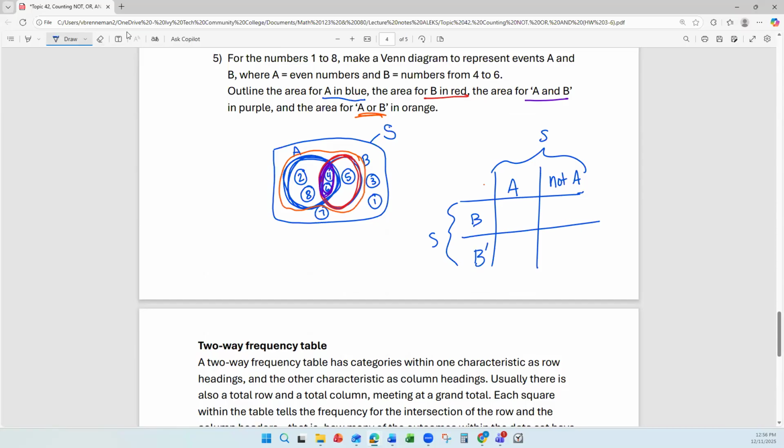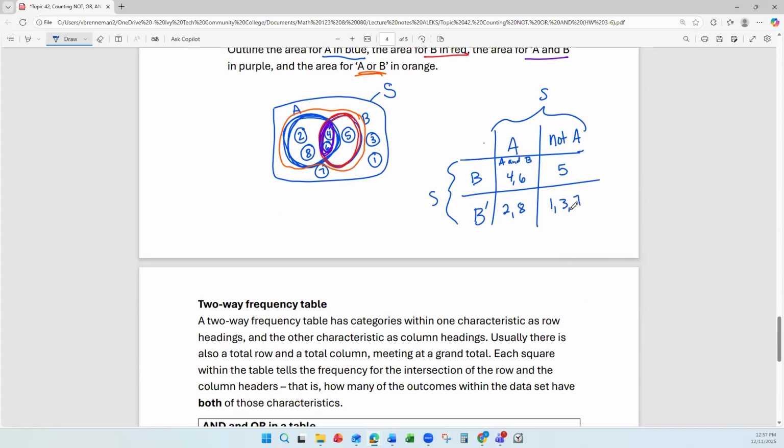So then we have A and B here, being the 4 and the 6. B but not A would be the 5. A but not B would be the 2 and the 8. And not A, not B would be the 1, 3, 7. So just having those same groupings, but in table form. Usually in a table, we don't list the elements. We just say how many there are in each group.